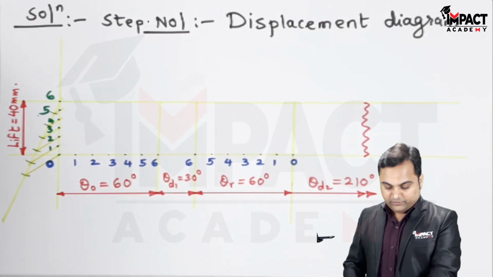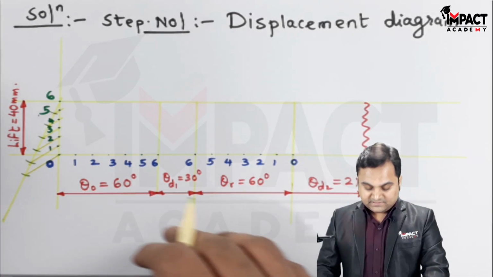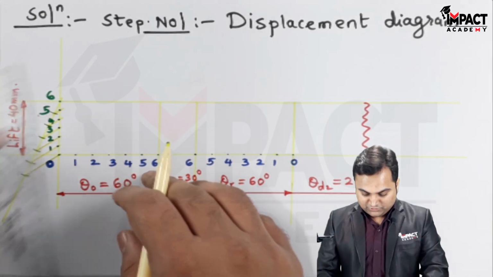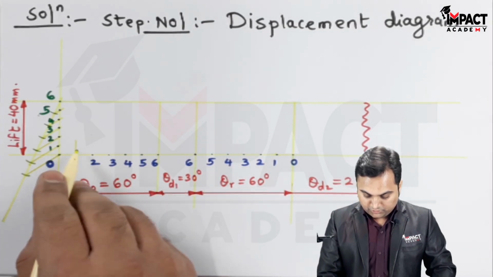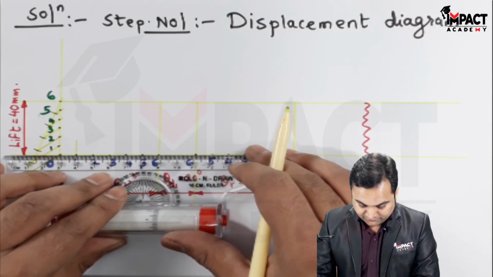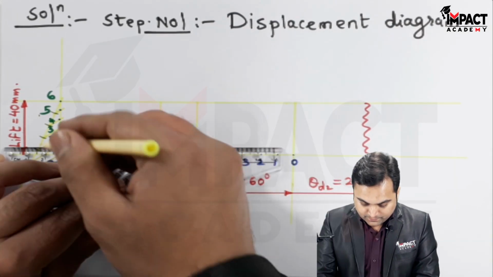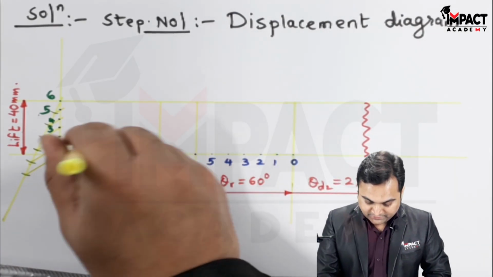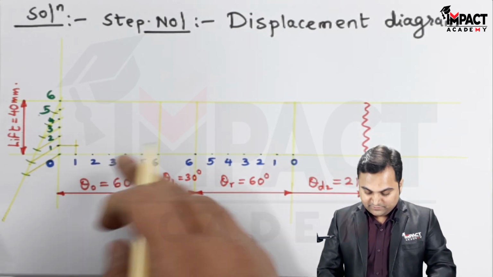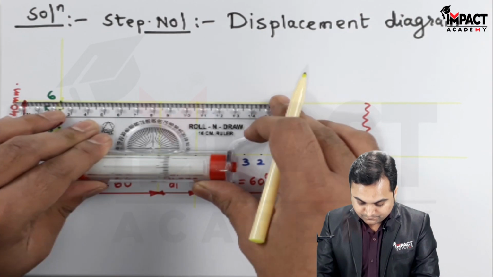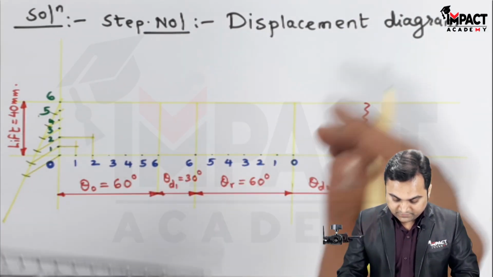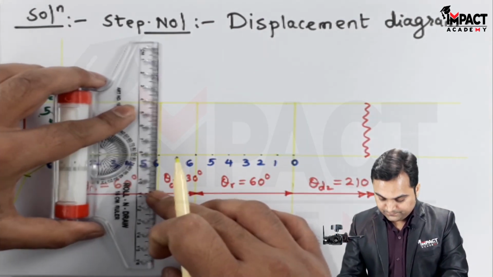Now for uniform velocity, I'll start the projections. That is, one will be projected upward and then one horizontally from the lift. So at the intersection I am getting 1 point. Similarly for 2, second point. Next for third.